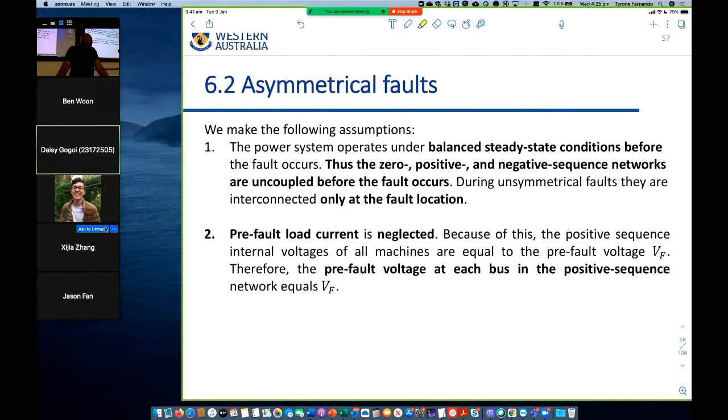In doing the fault calculations, we make the following assumptions. We assume the power system operates under balanced steady state conditions before the fault occurs. Thus, the zero, positive, and negative sequence networks are uncoupled before the fault occurs, because they are balanced. During unsymmetrical faults, they are interconnected only at the fault location. So when the fault occurs, the system will be unbalanced, and the circuits will be coupled only at the point where the fault occurs.